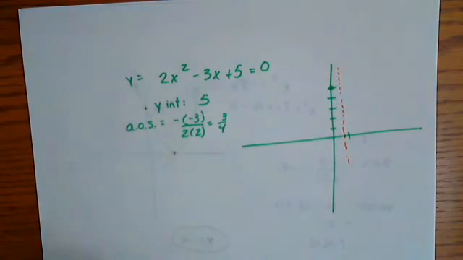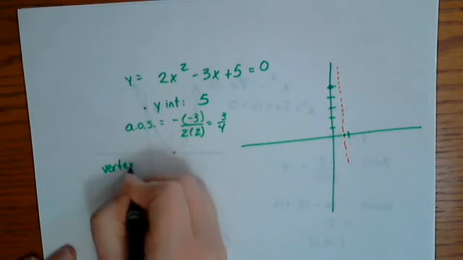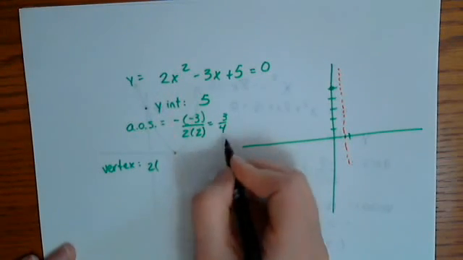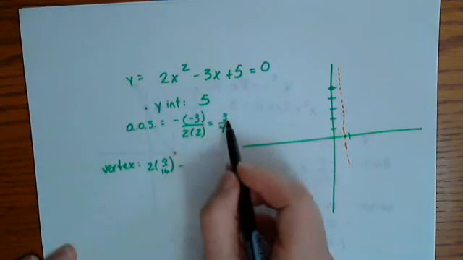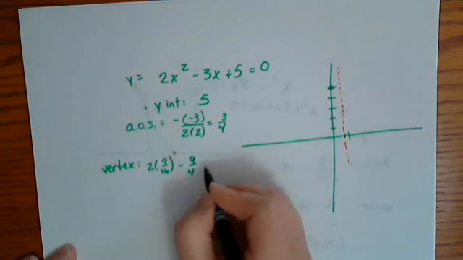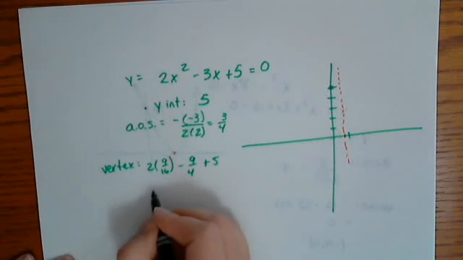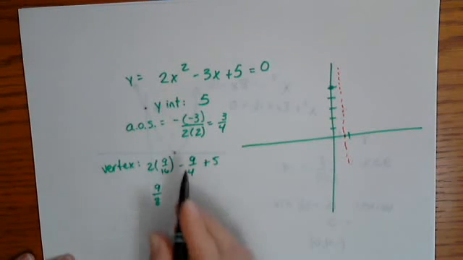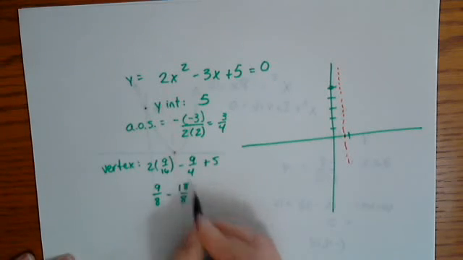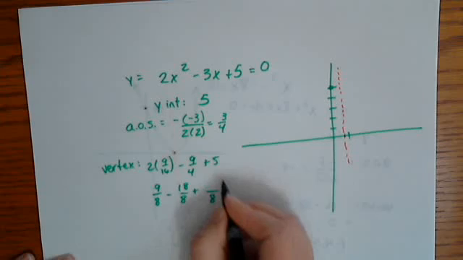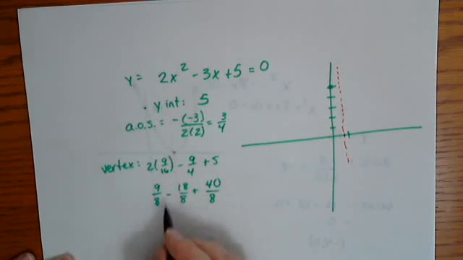Now we put 3/4 in there, and for our vertex calculations, we'll have 2 times 3/4 squared, which is going to be 9/16, minus 3 times 3 is 9, 4 is on the bottom, plus 5. So this is going to give me a 9/8. 2 goes into 16 8 times, minus, well, since I want a common denominator of 8, this is going to be 18, and then plus over 8, this is going to be 40. 9 minus 18 is negative 9 plus 40 over 8.